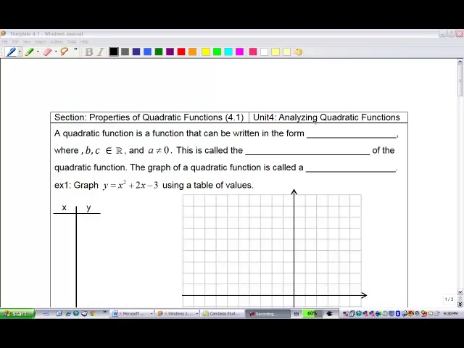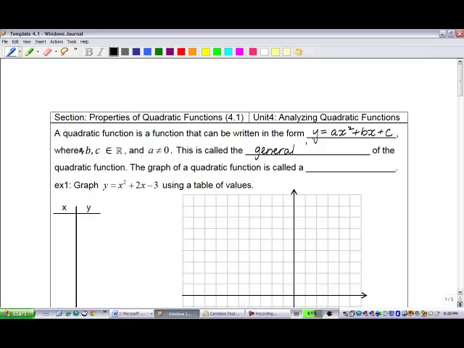A quadratic function is a function that really can just be written in the form y equals ax squared plus bx plus c. And basically the a, b, and c have to be real numbers, and a can't equal 0. This is called the general form of the equation. So it's just a very general form of this function. We don't really get too much information, and when we graph this, the graph of a quadratic function is called a parabola.